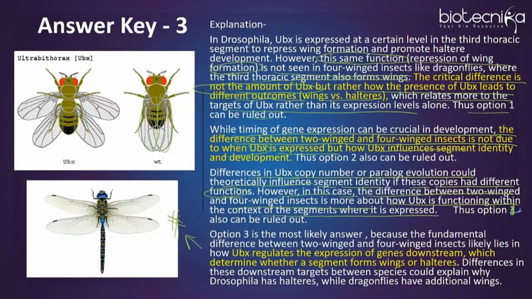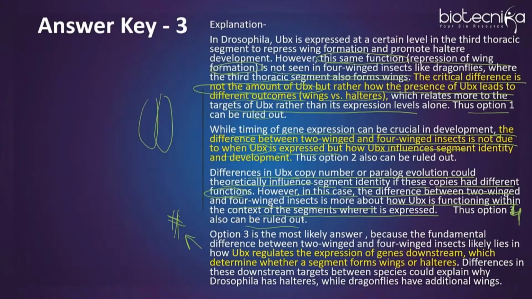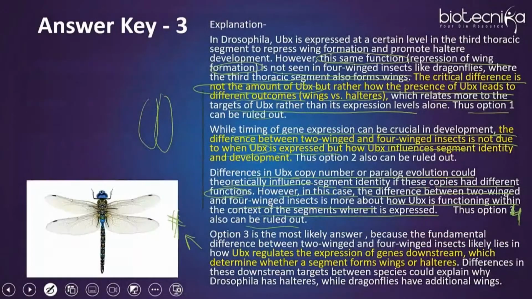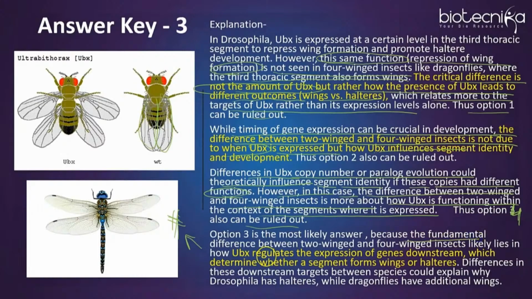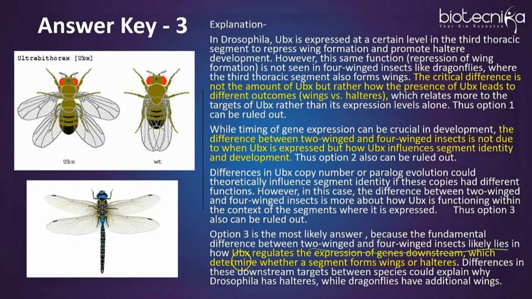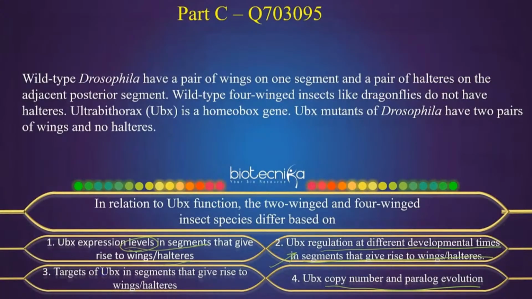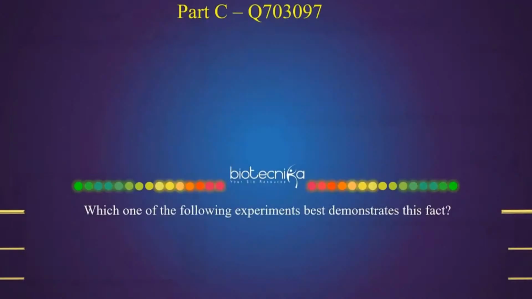So this would be option 4. Option 4 also can be ruled out because it is saying that UBX copy number and paralog evolution can be answered. But the third option is correct because the fundamental difference between the two-winged and four-winged likely lies in how UBX regulates the expression of genes downstream, which determine whether a segment forms halteres or wings. Differences in these downstream targets between species could explain why Drosophila has halteres and why dragonflies have additional wings. Okay, so since option 3 says targets of UBX in segments that give rise to wings and halteres, that's where the differences are coming from. Okay.